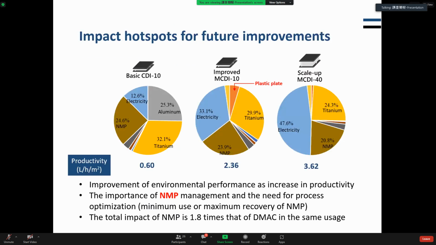If we break the overall impacts down into different compartments to see the contribution of the different parts of the whole module design, we see that a major share of the contribution comes from the NMP, which is used as a solvent. It's not a major ingredient of the electrodes. It's just a solvent. After the fabrication, it goes out to the environment. It does not contribute to the electrochemical reaction. So that's why we found it important to manage NMP and other solvents that are part of the fabrication of the electrodes. There is a need for process optimization, and we should try to minimize the use of these solvents.